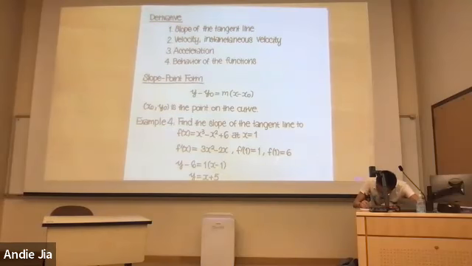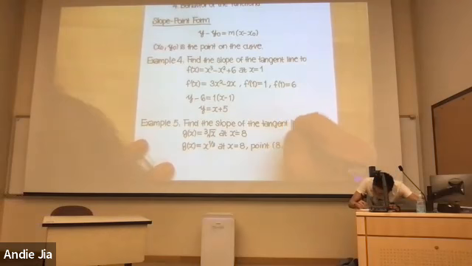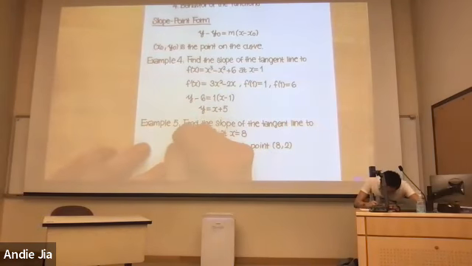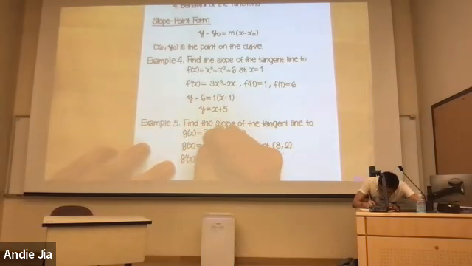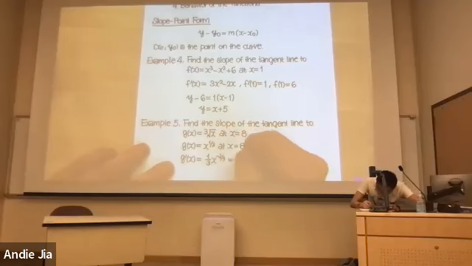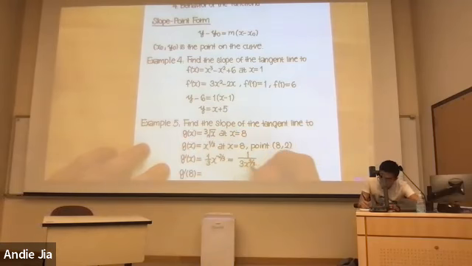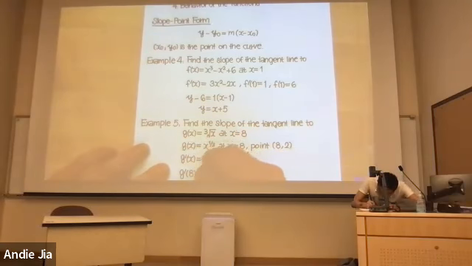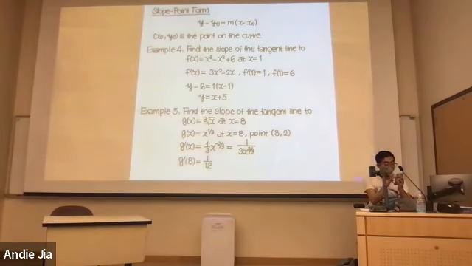So the point is (8, 2), and g prime of x is 1/3 times x to the negative 2/3, so it's going to be 1 over 3x to the 2/3. And g prime of 8 is going to be 3 times 4, which is 1/12. So 1/12 is the slope of the tangent line to the curve at x equal to 8.